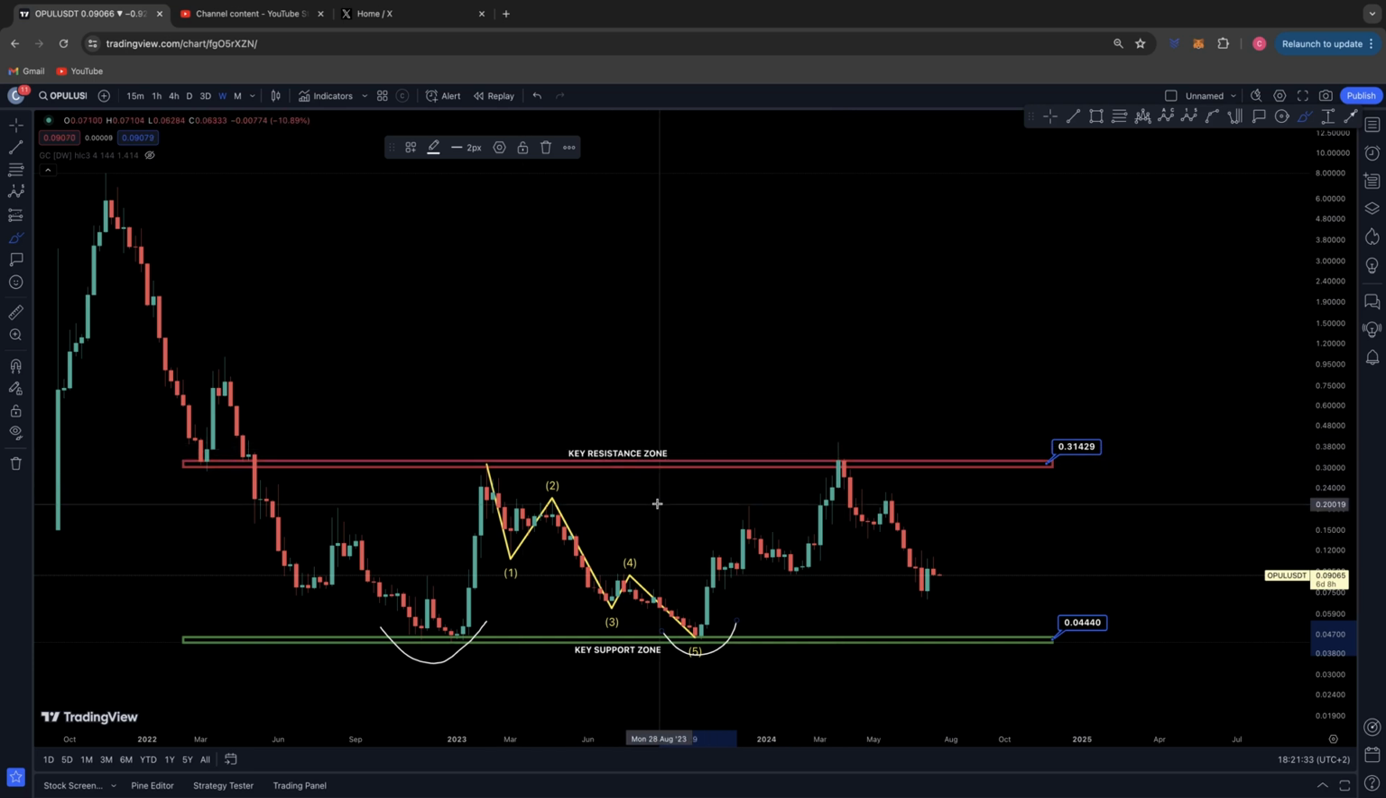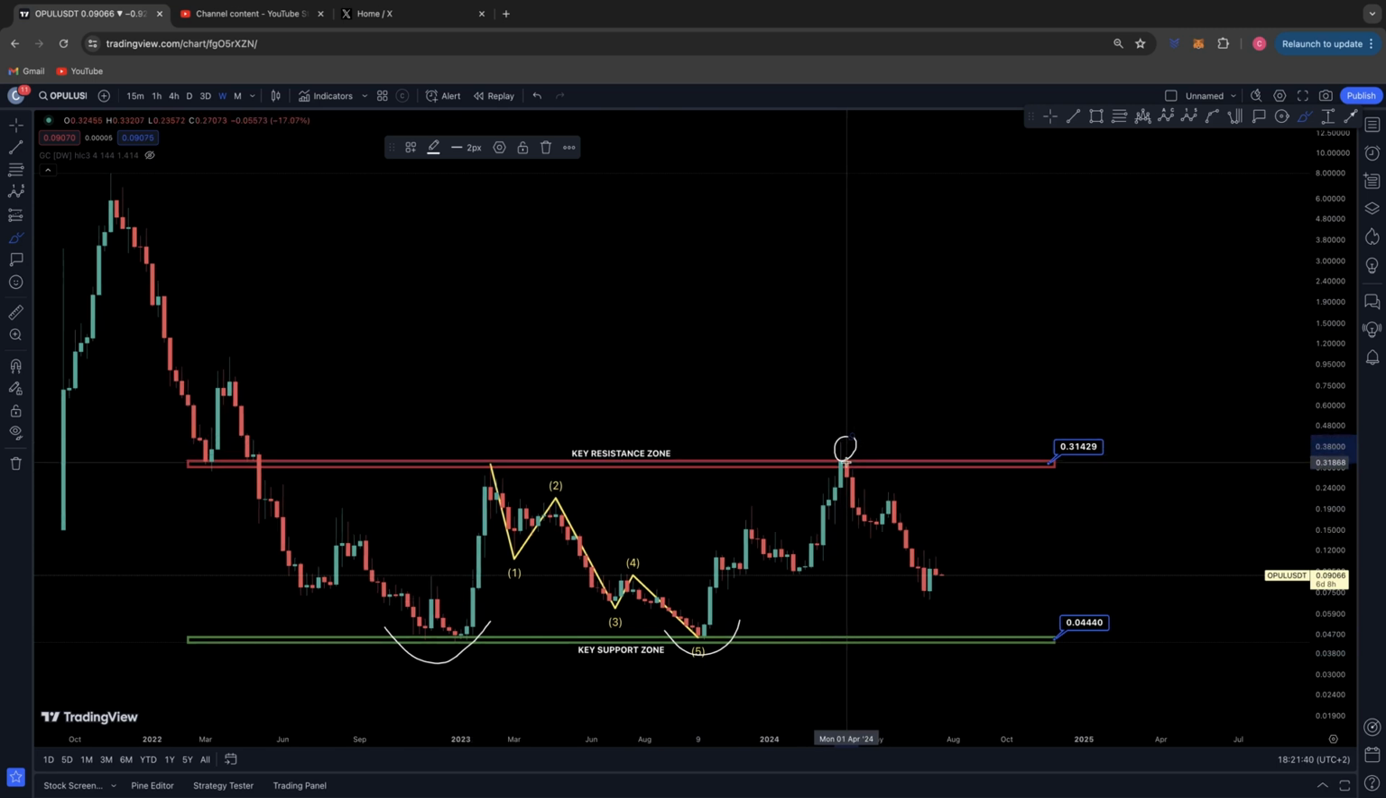this key resistance zone being taken out, and you can see we did have a nice wick up to around 40 cents, but we didn't close above this previous key level of support that we've now met as resistance and created this zone. Okay, so this 31 cents, 32 cents is very strong resistance, and at this point this is where we've now either fast forward to where we are now.